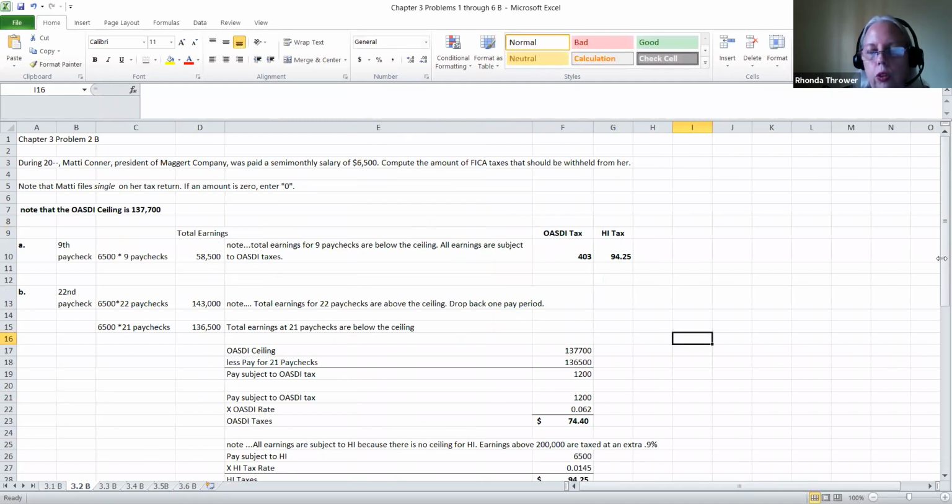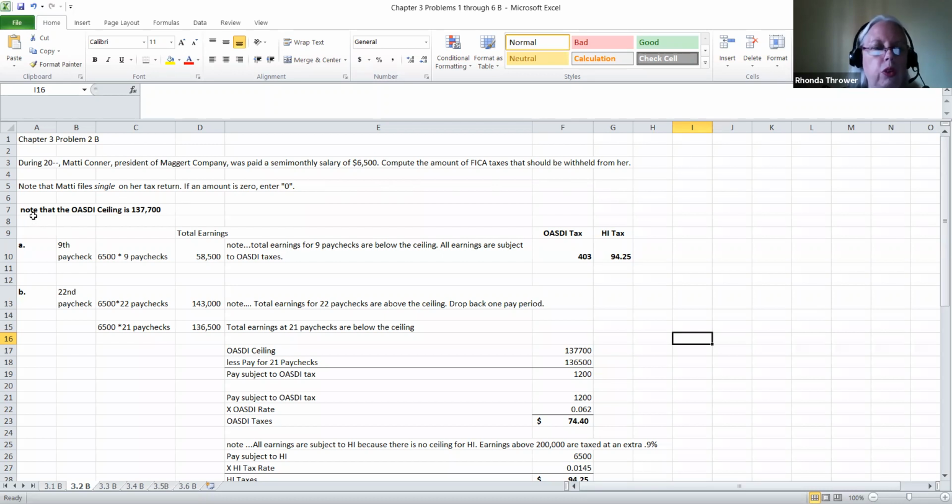I'm going to move on to the second problem. During 2020, Maddie Connor, president of Maggart Company, was paid a semi-monthly salary this time of $6,500. Compute the amount of FICA taxes that should be withheld from her. Note that Maddie files single on her tax return. If an amount is zero, enter zero.